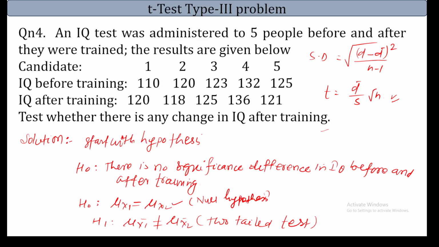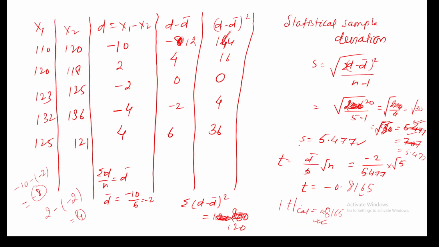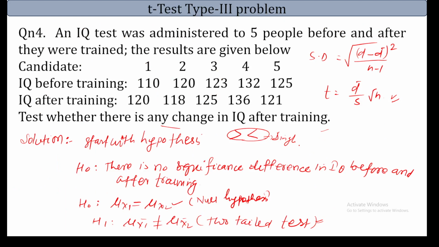Now, the tone of the question is: test whether there is any change. They are not saying whether the change is greater or less; in that case you would use the single tail. But here they are saying any change, so we have to use the two tail test. By seeing the last line of the question, you can decide which test we have to go for.